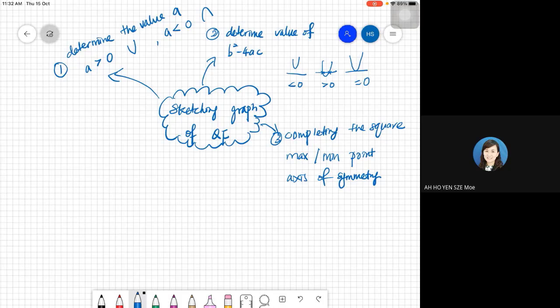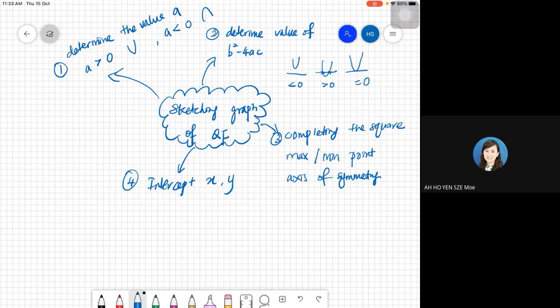After you get the maximum point and axis of symmetry, you find your intercepts. After the second step, if you get b squared minus 4ac greater than 0, you need to find the intercept of x. If you see b squared minus 4ac less than 0, you don't need to find the intercept of x. So the next step is to find the intercept of x and y.